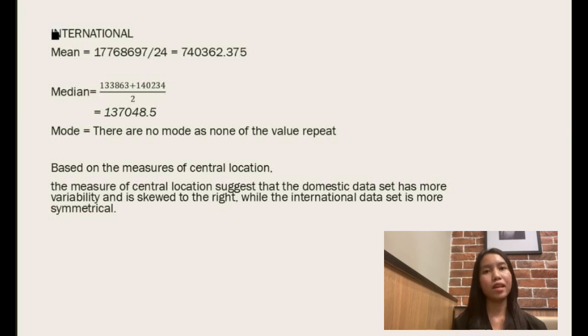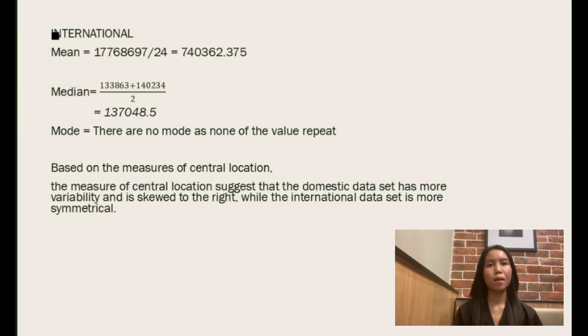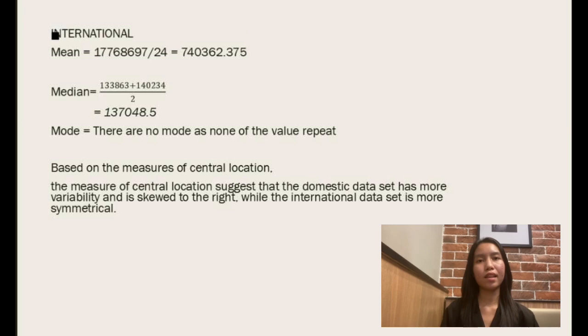For international, the mean is 740,362.37. The median is 137,048.5 and there is no mode as none of the values repeat. Based on the measure of central location, the domestic data has more variability, skewed to the right. This is because the mean is significantly higher than the median, while the international data is more symmetrical because the mean and median are close together.